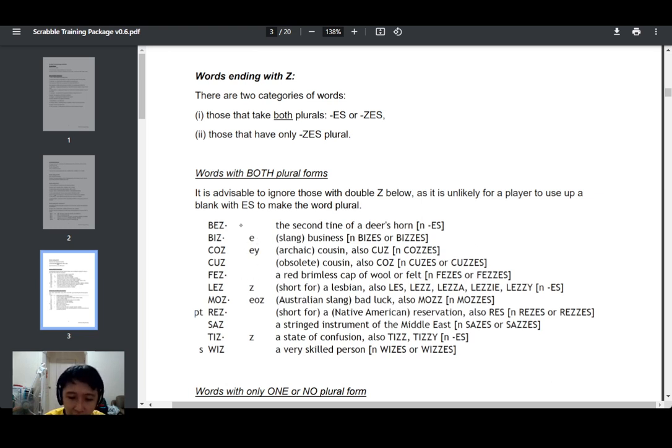So once again, I'll leave you to read this. There's WIZ, there's WAZ, was. You need to study your 3-letter words to learn which ones can take both es and double Z-es.